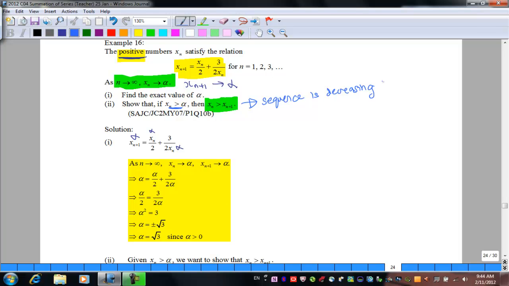Is it decreasing all the way? No, it is only decreasing if xn is more than alpha. Okay, can you understand? So this means that, let's say my term is more than the limit, all the subsequent terms will be smaller so that it will tend to the limit. So that's what it means in words.